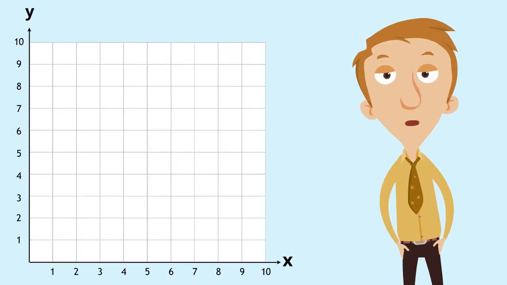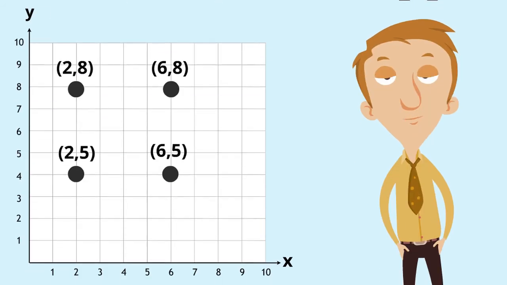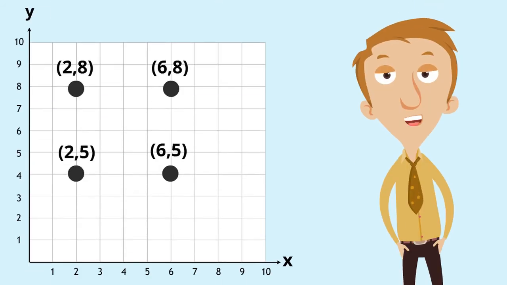Now let's put all of that knowledge together with a little challenge. Can you pick 4 sets of coordinates that, when we join them up, would create a square? Pause the video and give it a try. So you should have something like this. The coordinates that you have don't have to be exactly the same, but they should be something like this. I went for (2, 8), (2, 5), (6, 8), and (6, 5).